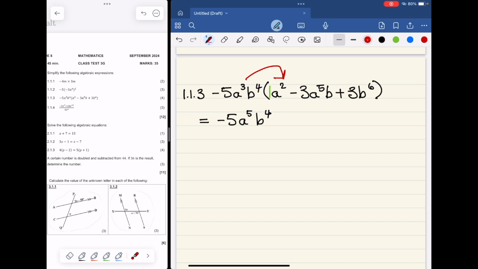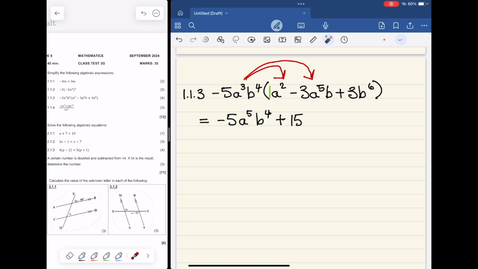So now I'm going to move on, and I'm going to multiply. Now the signs here are important, and this is part of where we make mistakes. The signs, this is negative 5a to the power 3, b to the power 4 again, being multiplied with negative 3a to the power 5b. So that's a negative times a negative, which is going to give me a positive. So I'm multiplying the 5 and the 3. So that is negative 5 times negative 3 gives me a positive 15.